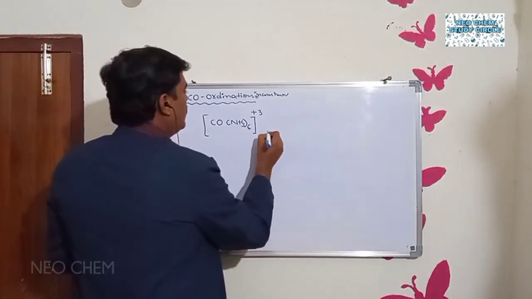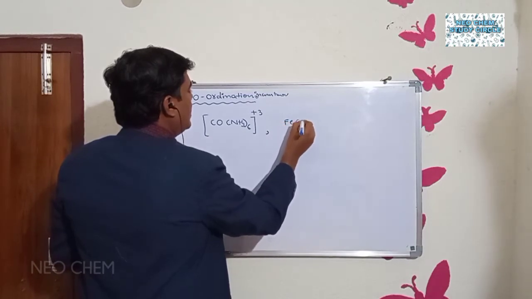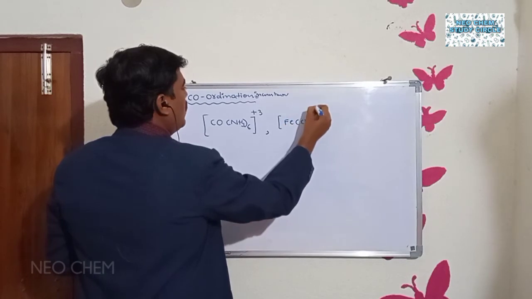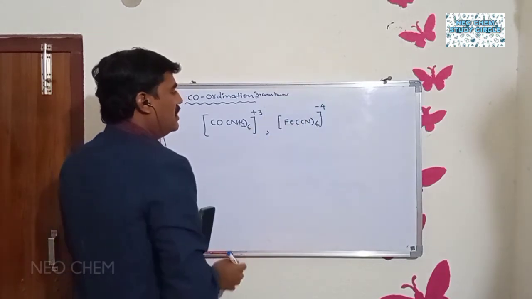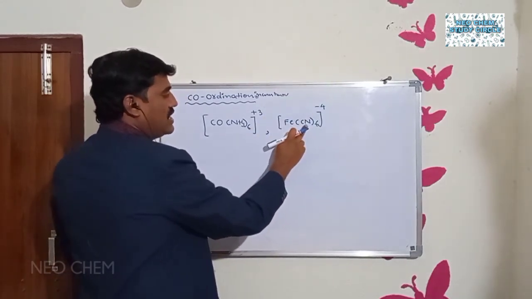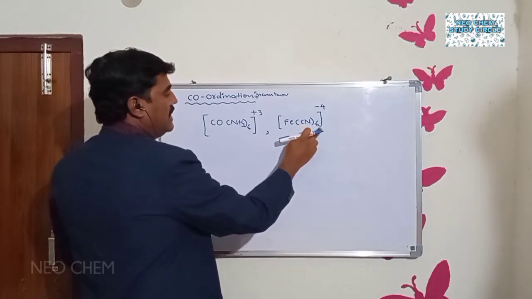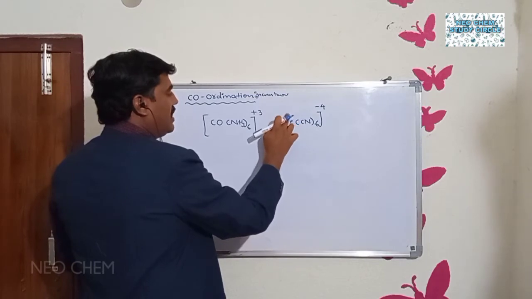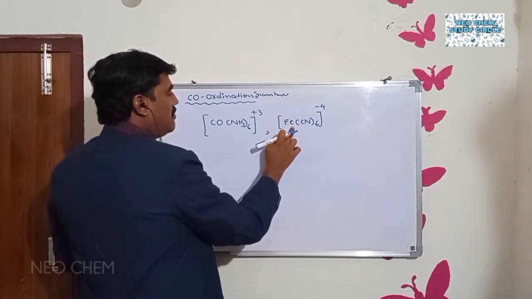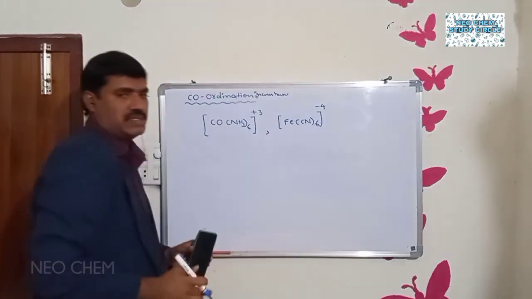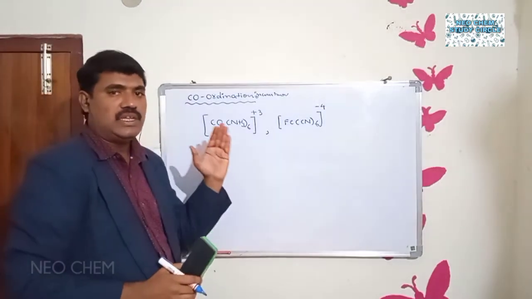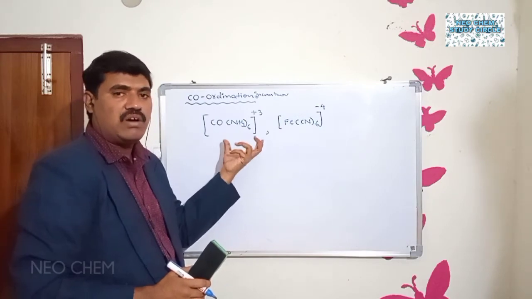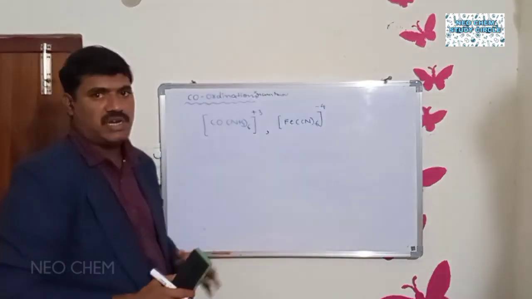Next, one more example. [Fe(CN)6]4-. Here 6 cyano ligands are there. So 6 cyano ligands are binding with the iron central metal atom. The coordination number of this complex compound is 6. Thus, the number of ligands binding with the central metal atom in a complex is called the coordination number.